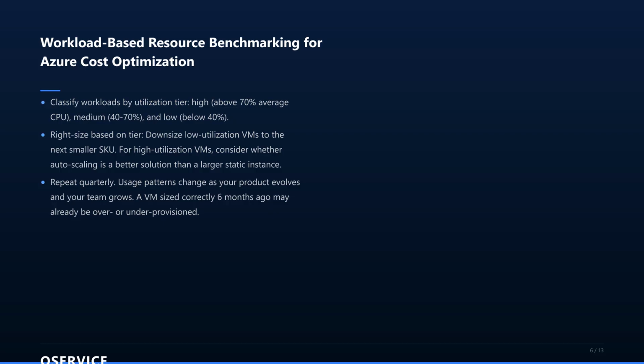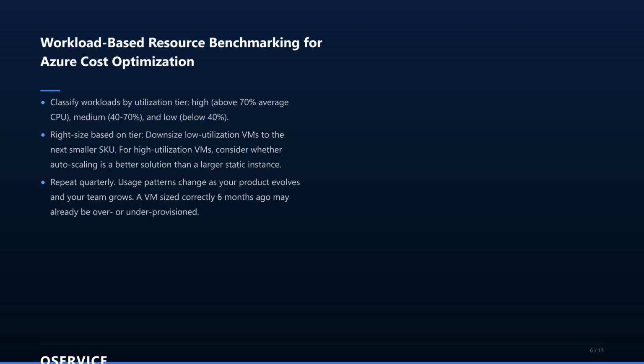Workload-based resource benchmarking for Azure cost optimization. Most Azure cost guides tell you to right-size your VMs. That's good advice, but it's not specific enough to act on directly. Workload-based resource benchmarking gives you a precise, repeatable framework. The approach has 4 steps.